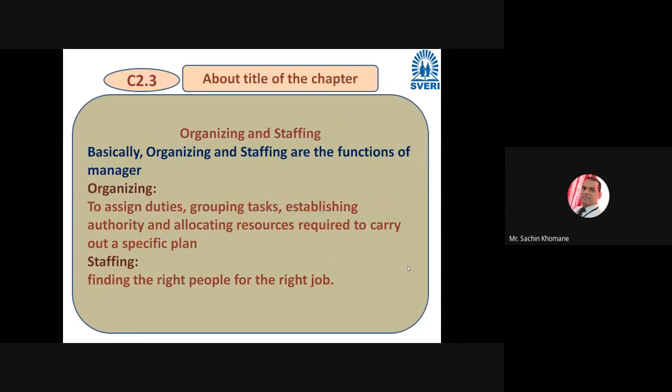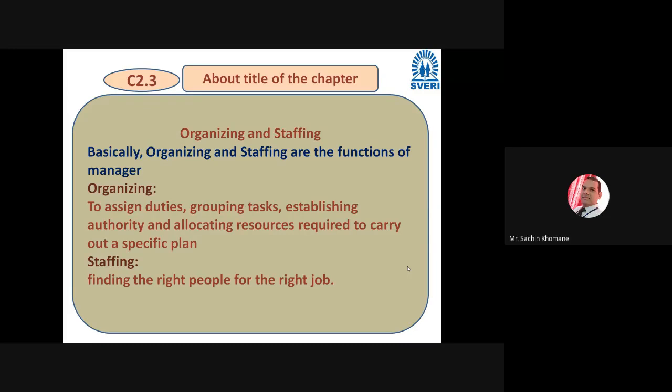Friends, let us start our discussion on the title of the chapter. As you know, organizing and staffing is a function of the manager. Nobody else does this organizing and staffing function without the manager. So the manager has this function he has to do. So what is organizing, that concept we have seen? Organizing is nothing but assigning duties, grouping the tasks, establishing authority, and allocating the resources required to carry out the specific plan.